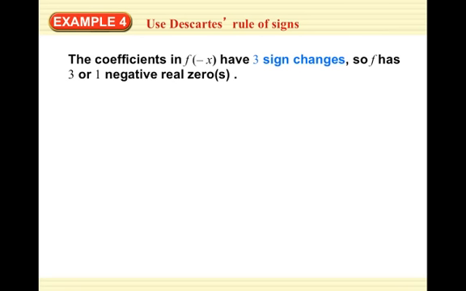So the coefficients of f of negative x have 3 sign changes, so f has 3 or 1 negative real zeros. Again, you just subtract by 2. And you stop at 1, just in case you're wondering, because if you do 1 minus 2, you would end up with negative 1, and you can't have negative 1 of something when you're counting how many objects there are. Okay, so we know there's a total of 6 zeros, remember, because it's a 6-degree polynomial. So no matter how these things combine together, they have to add up to 6.